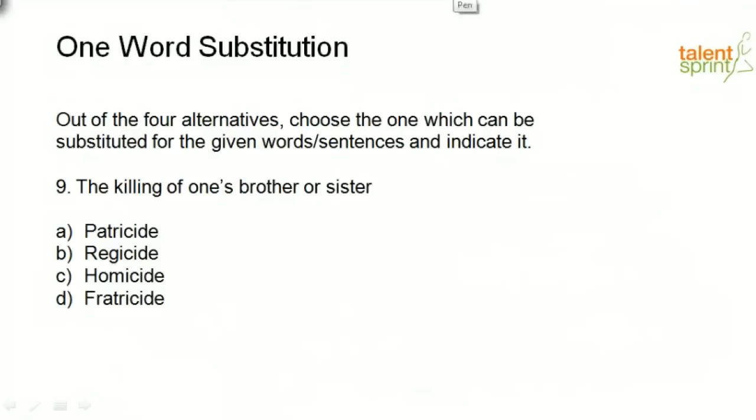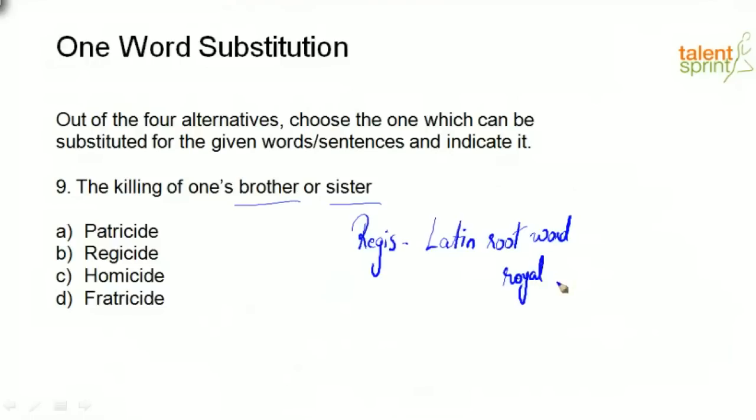So here, our clue words obviously are brother or sister. So some of the words that you need to be familiar with, which will help you identify the right answer choice. So we can safely eliminate A and C. We know those are not the answer choices because it's exclusively talking about killing one's brother or sister. So regis is a Latin root word again, meaning royal, kingly, belonging to a king or worthy of a king.